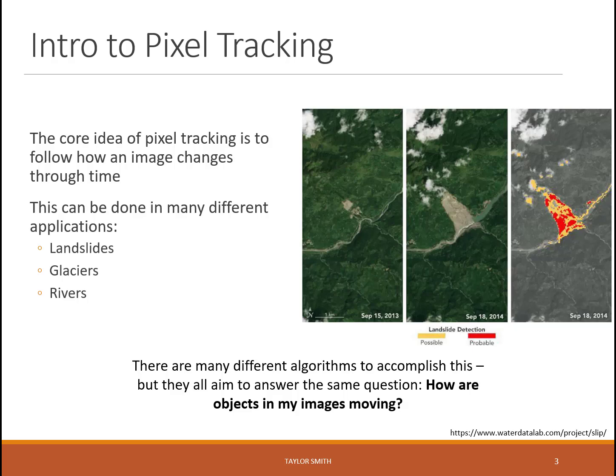And there are lots and lots of different algorithms for doing this, depending on what kind of data you're using. If you're looking at glaciers that move quite fast versus a really slow landslide, you want to use different kinds of data and different algorithms to be able to deal with these different contexts. But the main thing you want to know is what is happening, what's moving within my images.